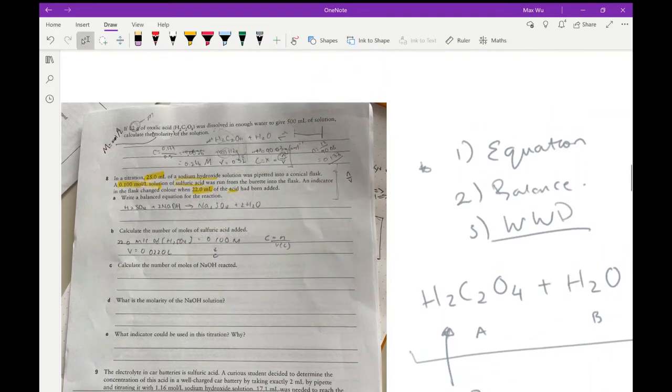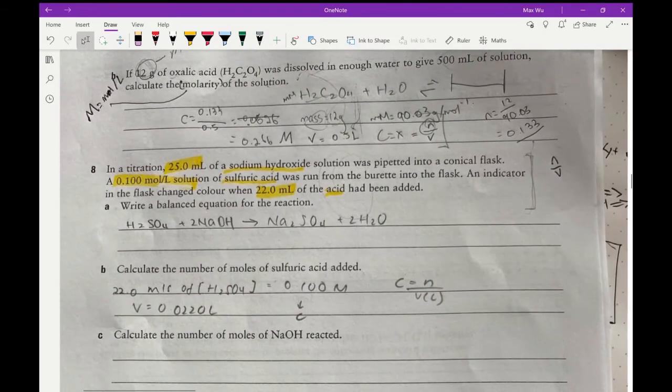Next one. Okay, we have a titration of sodium hydroxide pipetted into a conical flask of sulfuric acid. An indicator was used. So first things first, as we said before, what do we want to do? We want to find the actual equation of the reaction. So NaOH plus sulfuric acid, H2SO4. What does it make?